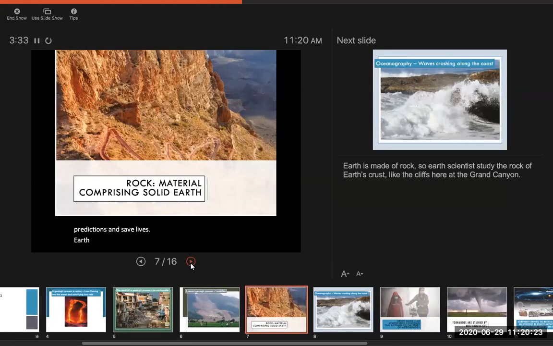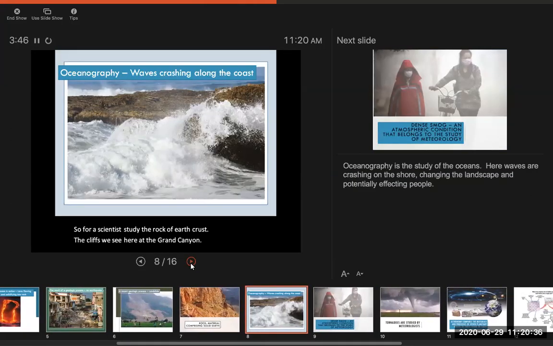Earth is made of rock, so earth scientists study the rock of Earth's crust, like the cliffs we see here at the Grand Canyon. Oceanography being the study of oceans. One area that is of particular interest for earth scientists is where the ocean and the land interact along the coasts. Here we have waves crashing on the shore. The landscape being changed by the process of the ocean interacting with the land is one that could potentially affect people. So again, it is of interest to earth scientists.